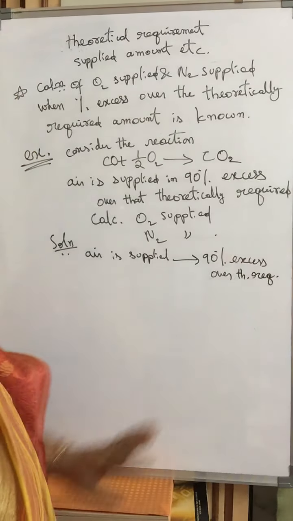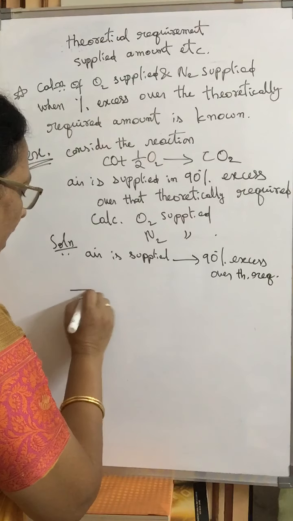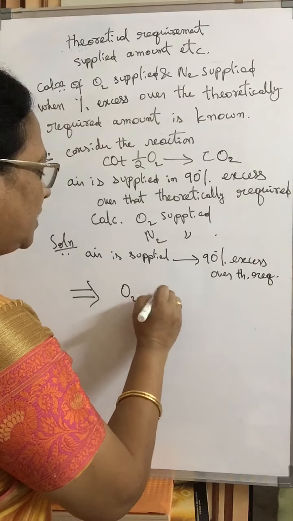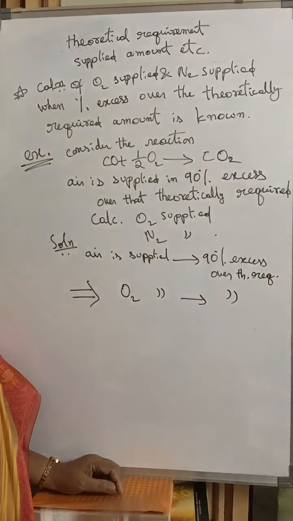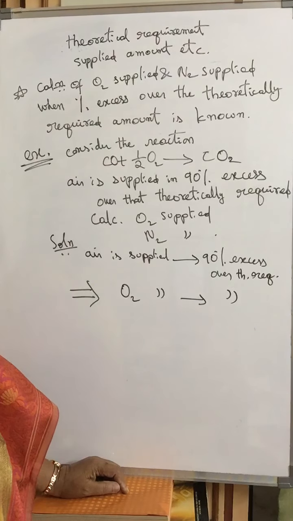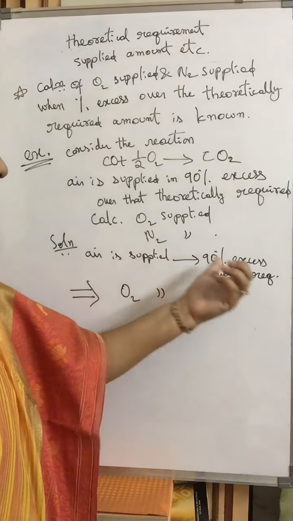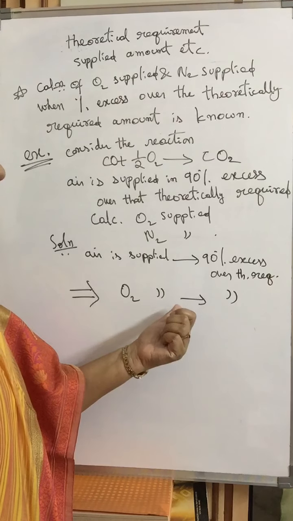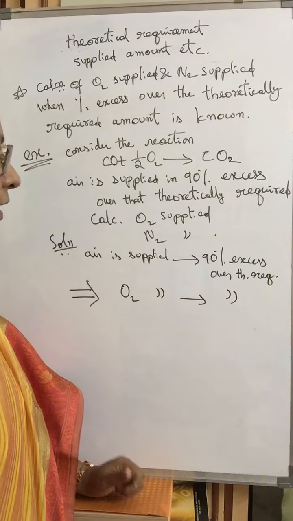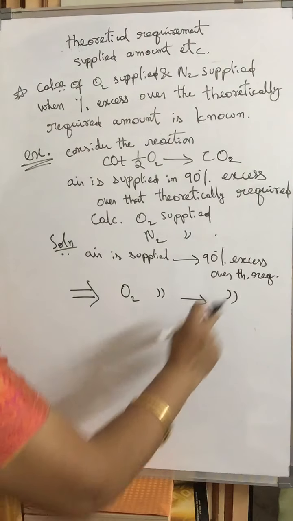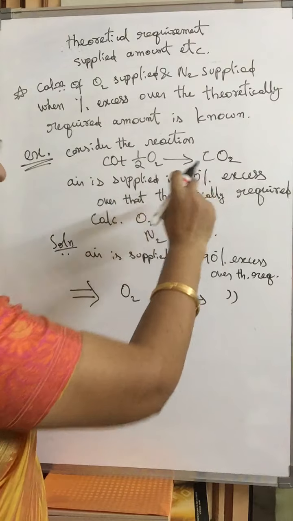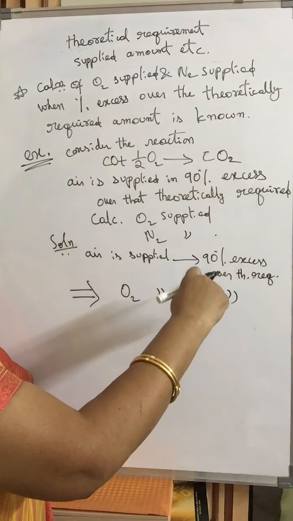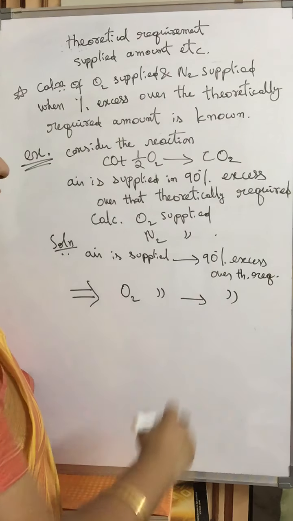So here over theoretical requirement, it means that when air is supplied in 90% excess, it also means that oxygen is also supplied in 90% excess. That is the very first point you need to know. Over theoretical requirement. Therefore, in this reaction, first you need to write what amount of oxygen is theoretically required. Then over that, the 90%, you need to calculate.